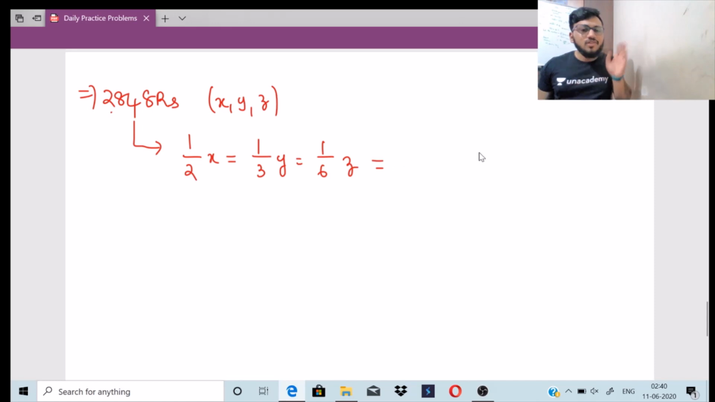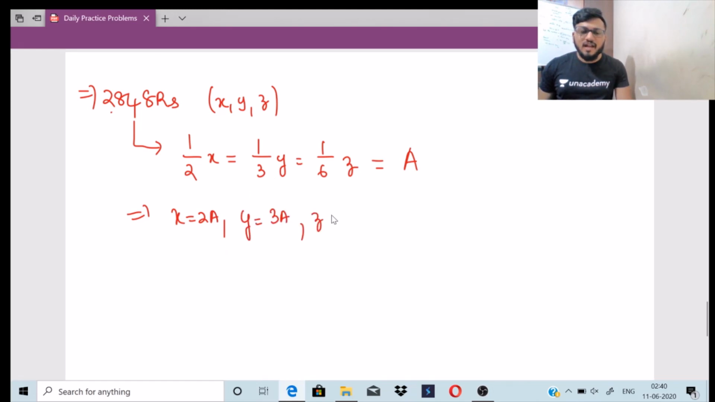These are all equal to each other. So I will equate it to a letter a. Now I can easily write x is equal to 2a, y is equal to 3a, and z is equal to 6a, right? 1 by 6 z is equal to a, so z will be equal to 6a. 1 by 3 y is equal to a, so y is equal to 3a. 1 by 2 x is equal to a, so x will be equal to 2a.